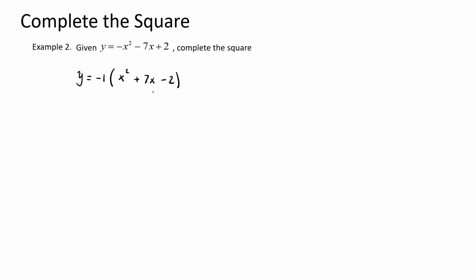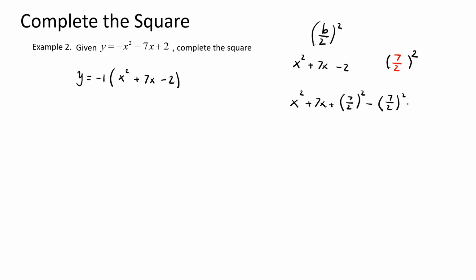Now we're going to use complete the square only on the term x squared plus 7x minus 2, and let's do that on the side here. So we're given x squared plus 7x minus 2. Again, b in this case is 7. So the value that we want to calculate is b over 2 squared, which will be 7 over 2 squared. Once again, we're going to add and subtract this value in between x and your constant. So x squared plus 7x plus (7 over 2) squared minus (7 over 2) squared minus 2.